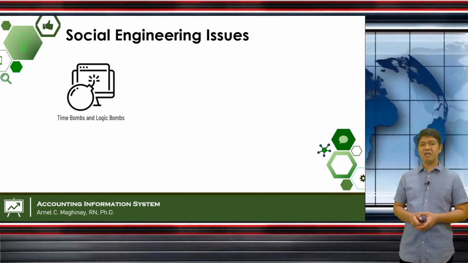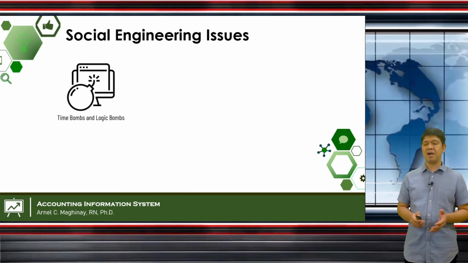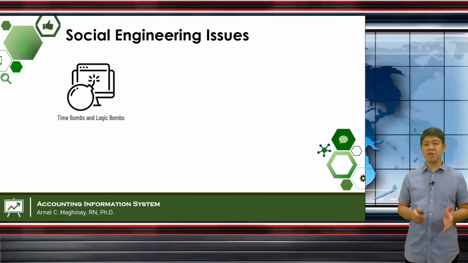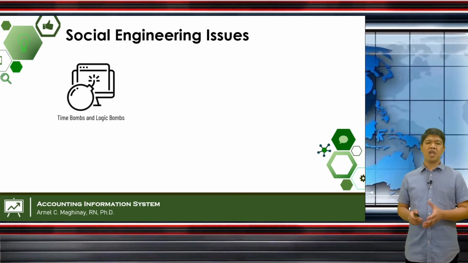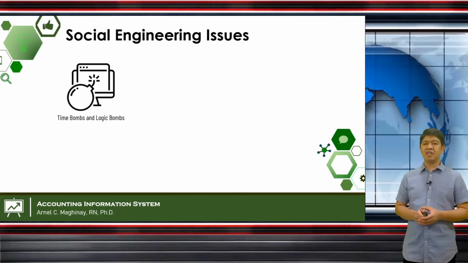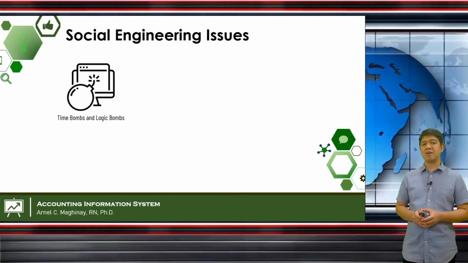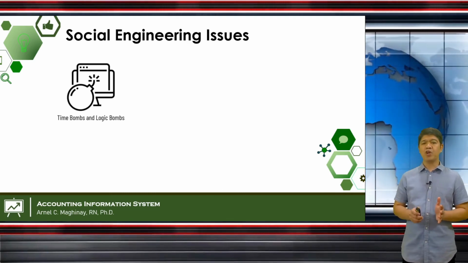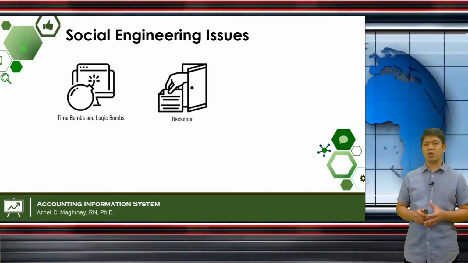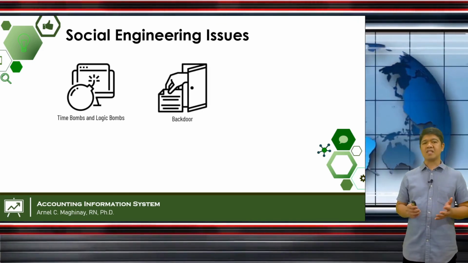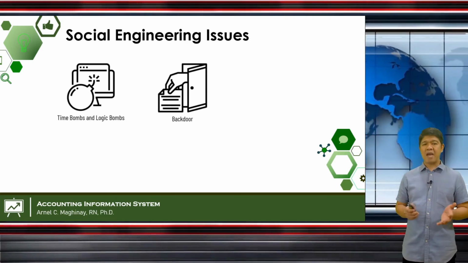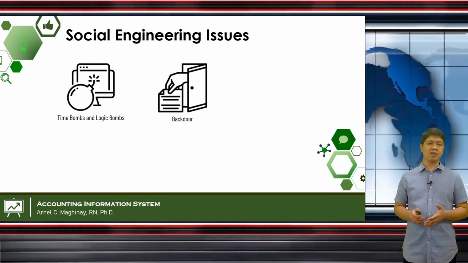Another is time bombs or logic bombs. It is a program that lies idle until some specified circumstance or a particular time triggers it. Once triggered, the program sabotages the system by destroying programs or data. Next, we have the backdoor, or what we call the trapdoor. It is a set of computer instructions that allows a user to bypass the system's normal controls.